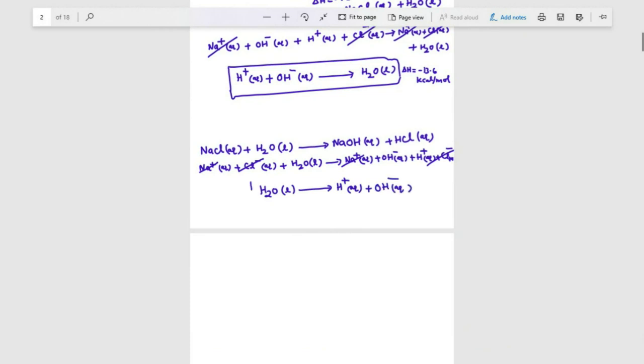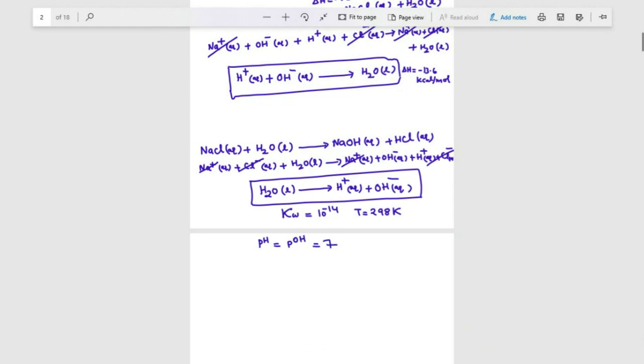Right. So when water dissociates to form H plus and OH minus ion in aqueous state, it means that the equilibrium constant Kw for this is equal to 10 to the power minus 14 when temperature is equal to 298 Kelvin, right? And at 298 Kelvin, we can say that pH is equal to pOH is equal to 7.